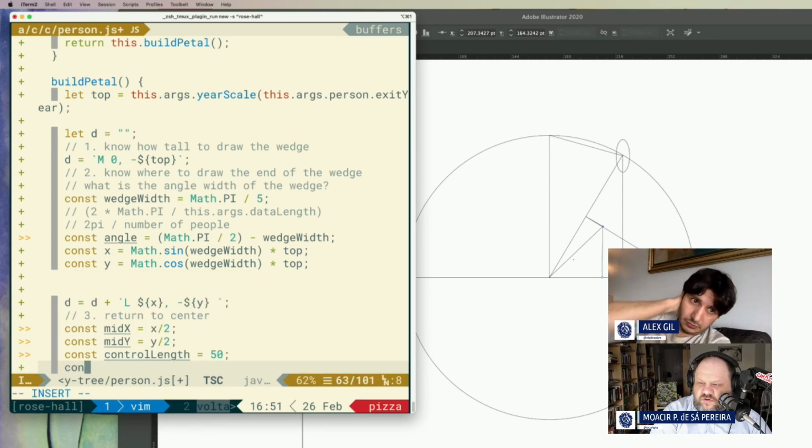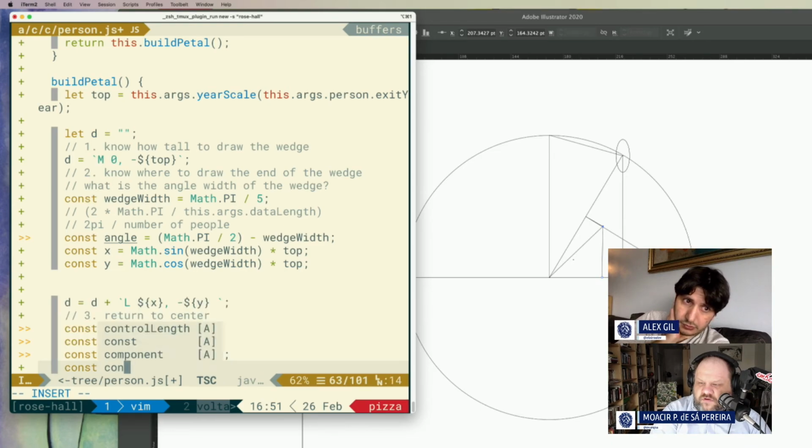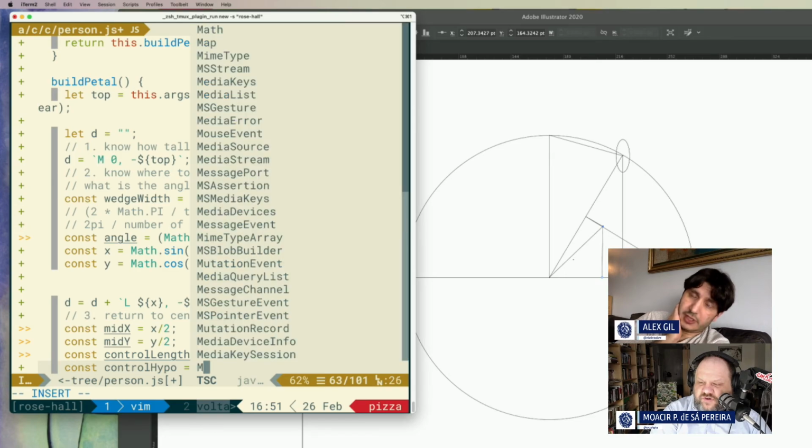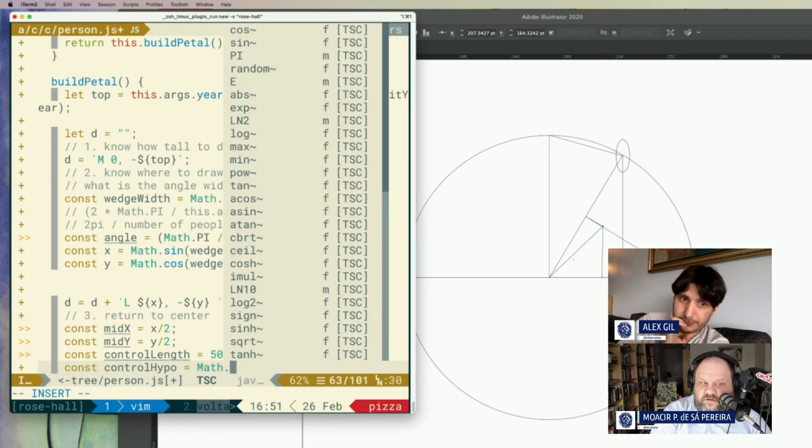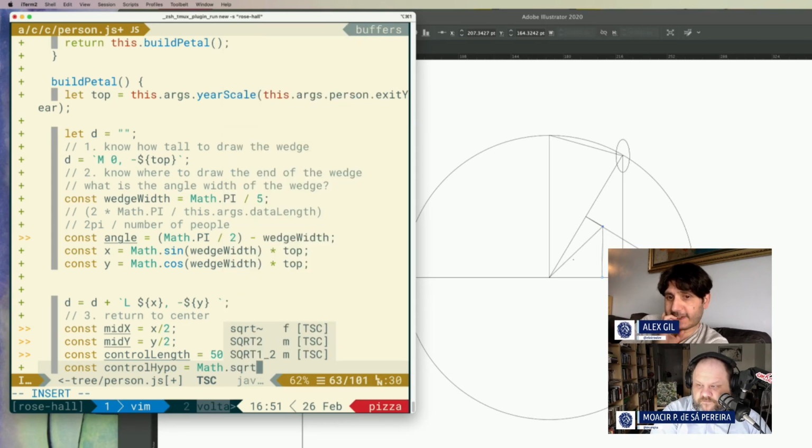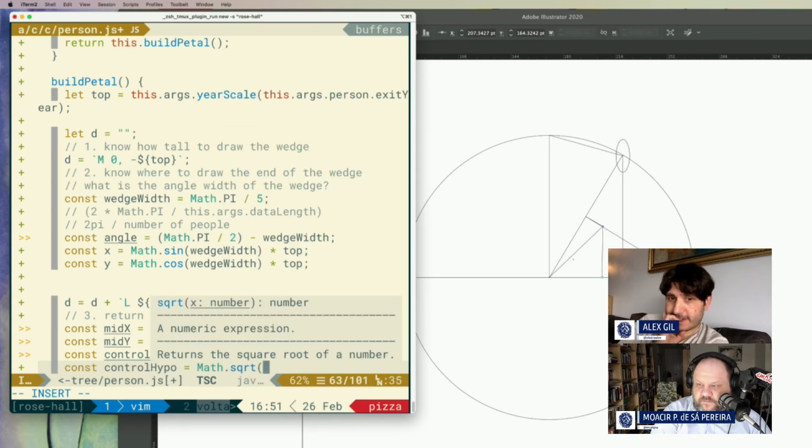Control hypotenuse is equal to... It's math. 4:51, I just looked at the clock. Good try though.